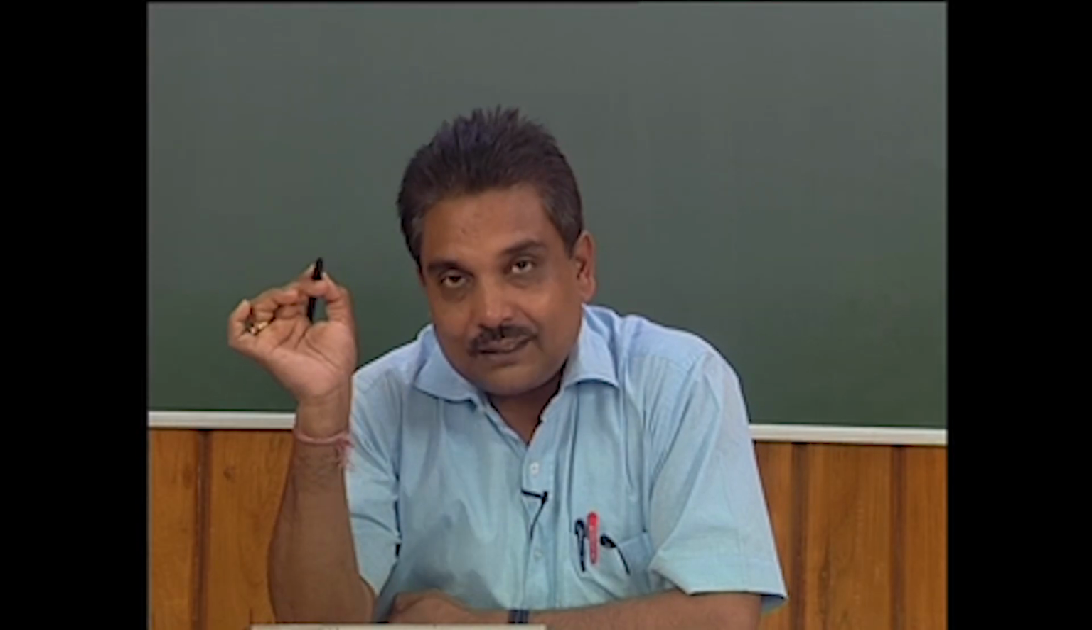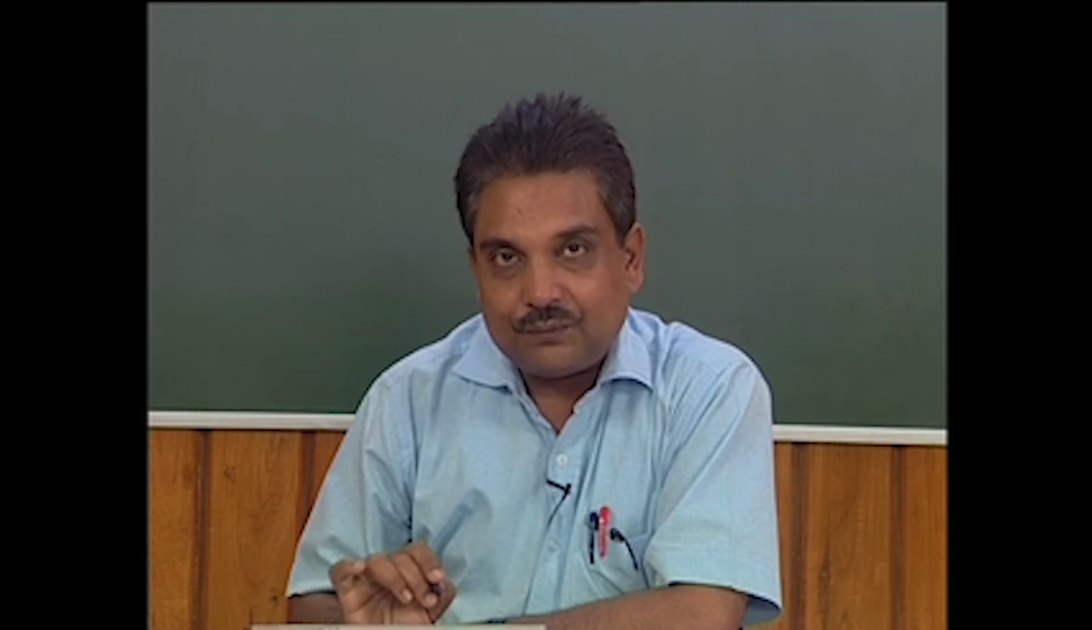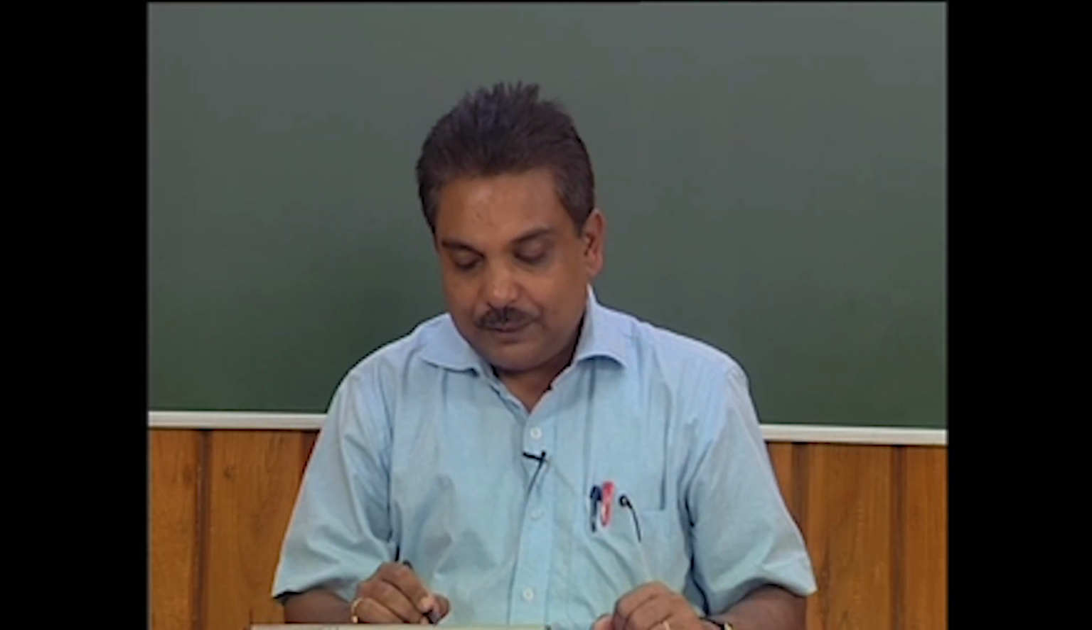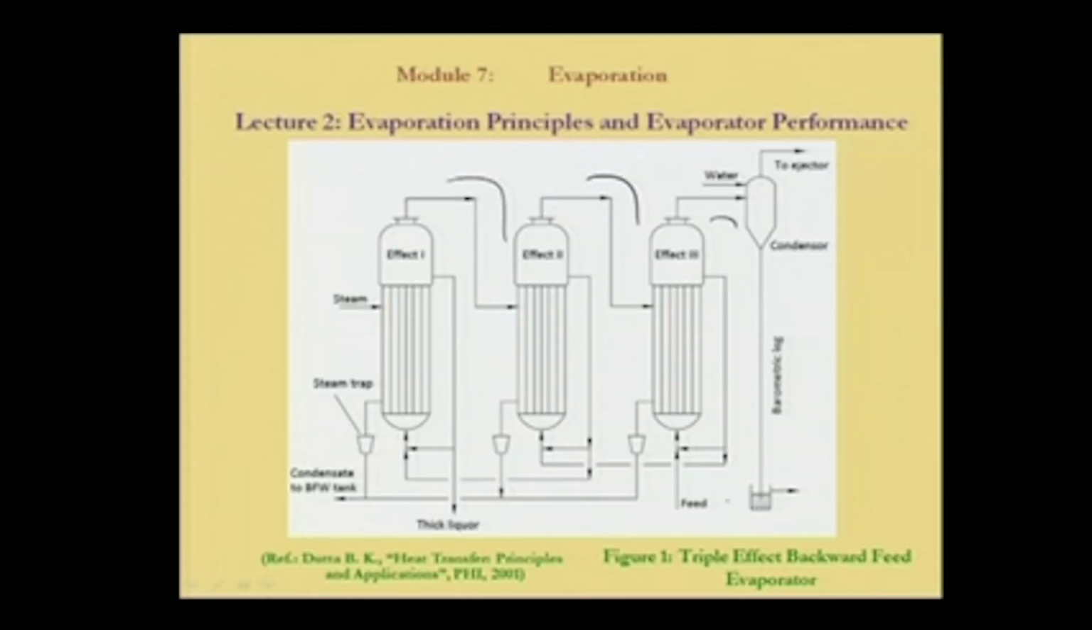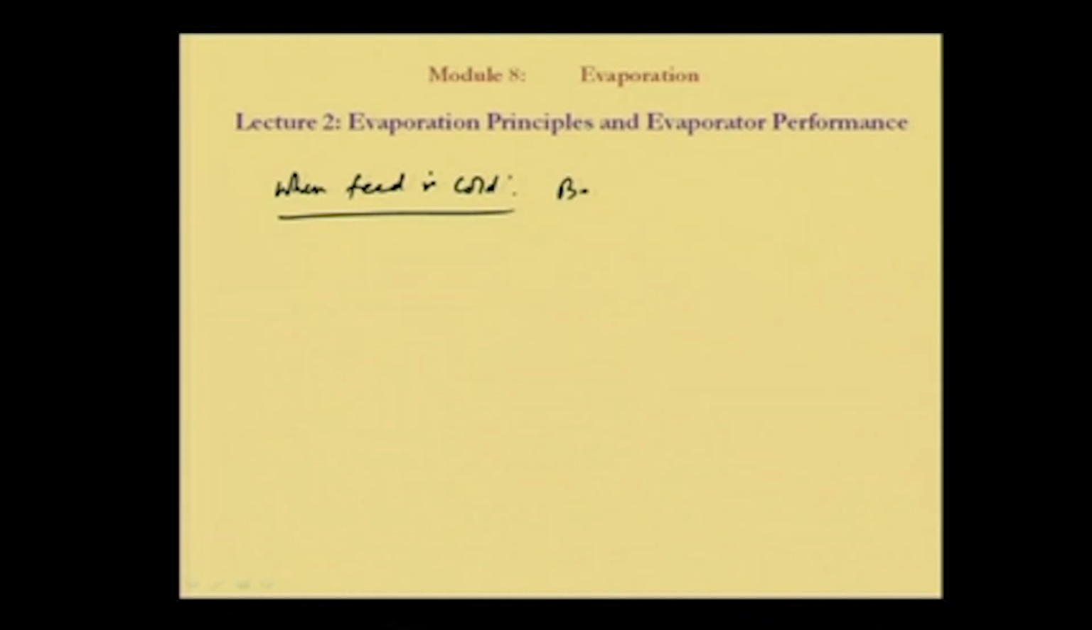What I was trying to say is that in case of backward feed, suppose the feed is cold. In case of forward feed, the feed will be placed over here. In case of backward feed, the feed is placed over here, and we know that the boiling here will be at a lower temperature. So I have to give a smaller amount of energy as sensible heat for this feed to reach the boiling point. Whereas if the feed was here, in case of forward feed, I would have used more sensible heat for raising the temperature of the feed to the boiling point. Therefore, for cold feed, backward mode is always preferred.